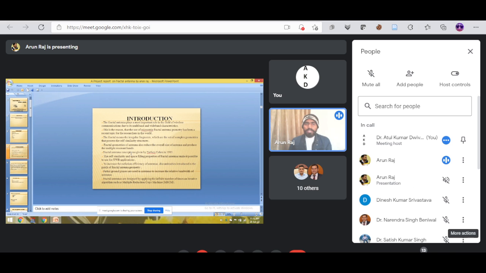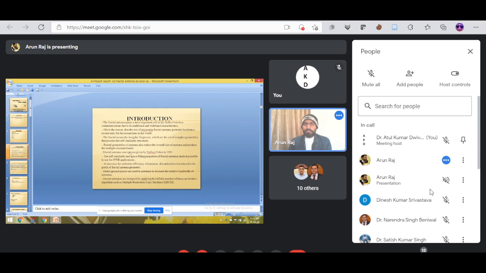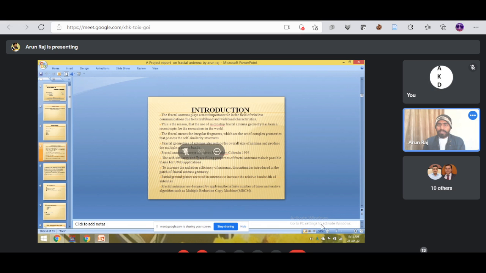The first is the introduction. The fractal antenna plays a very important role in the field of wireless communication due to its multi-band and wideband characteristics. This is the reason that the use of microwave fractal antenna has been a recent topic for researchers in the world. Fractal means an irregular fragment with a set of complex geometry that produces self-similar structures. The fractal antenna concept was given by Vincent Cohen in 1995.